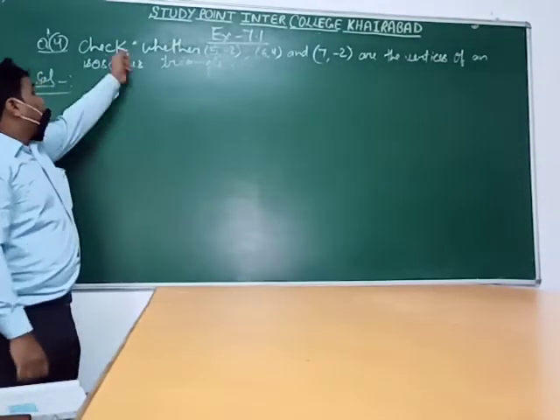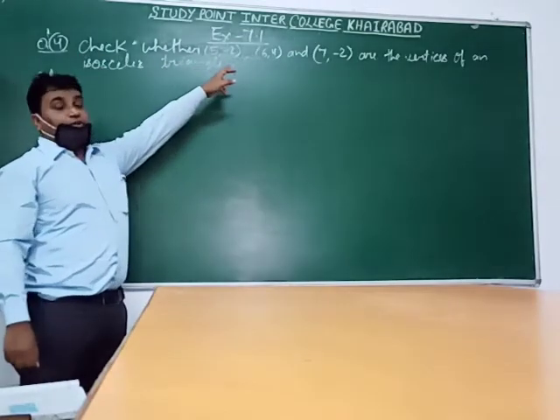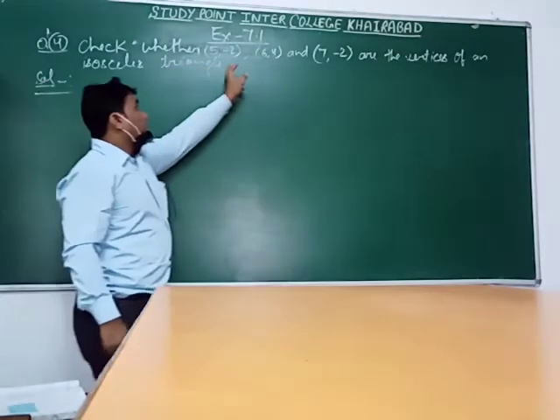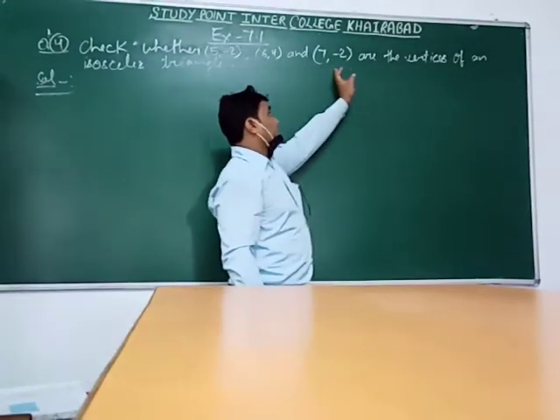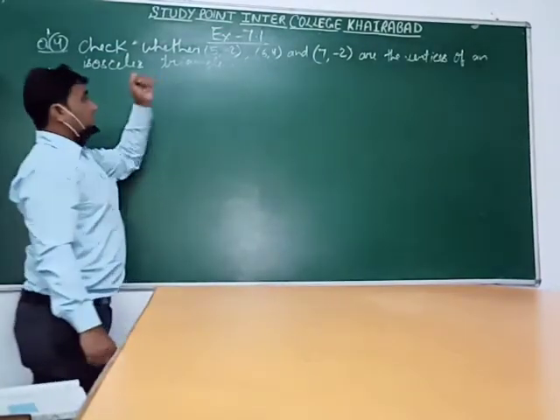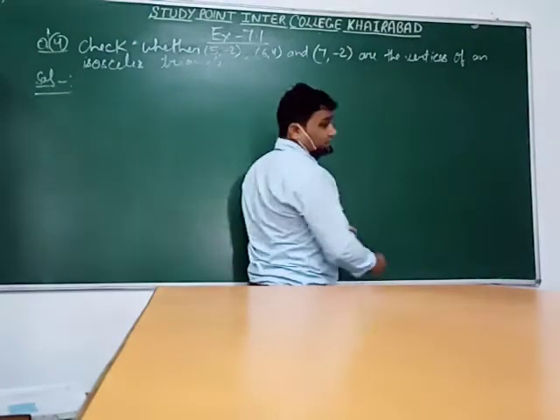Today I am going to explain you question number 4 of exercise 7.1. The question is: check whether (5, -2), (6, 4) and (7, -2) are the vertices of an isosceles triangle. First you should know what is an isosceles triangle.